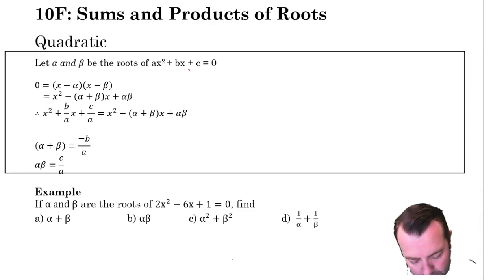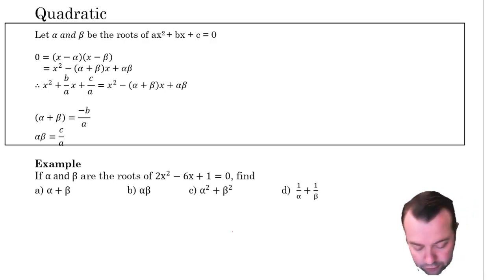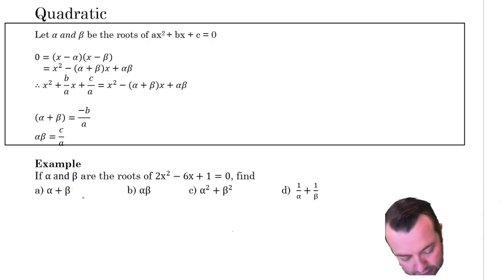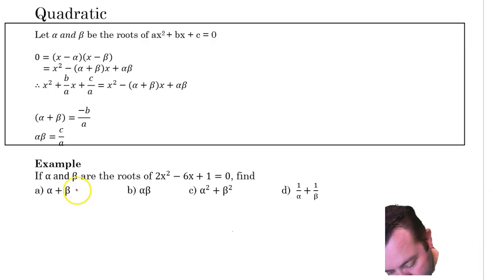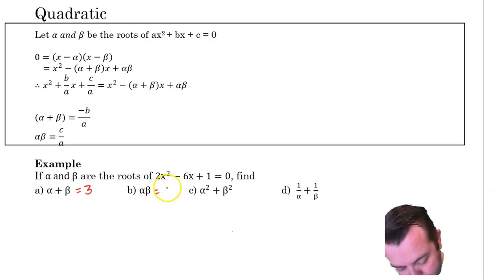Here we go, an example. We have a quadratic here. Alpha and beta are the roots. What is the sum of those roots? Alpha plus beta is, remember, negative b over a. So that's negative negative 6 over 2, which equals 3. Alpha beta, the product of the roots, c over a, is 1 over 2.